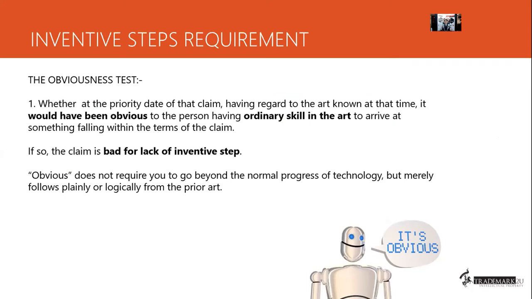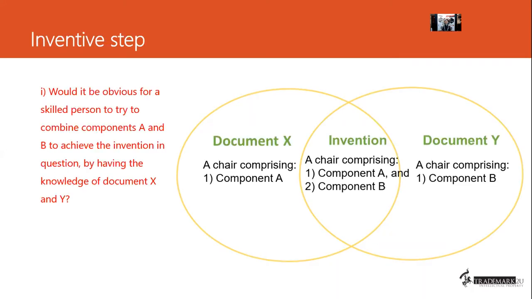Now, the invention can be non-obvious. Why? Because the process of mixing or incorporating A and B might create something very, very inventive, must be inventive. So then that will not be obvious, okay?